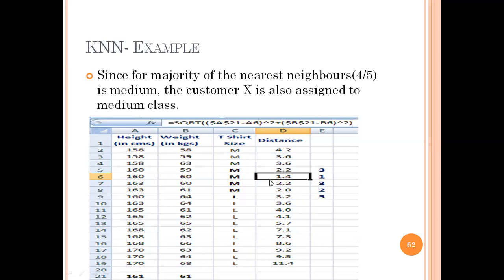These are the 5 nearest neighbors of this one, and we check what the classes are and which is the majority. Here you can see for 4 values it is medium, and for the last one it is large. So we check for the majority value. Since the majority is medium, our input tuple belongs to the class medium. That is, the particular customer wants a medium size t-shirt.